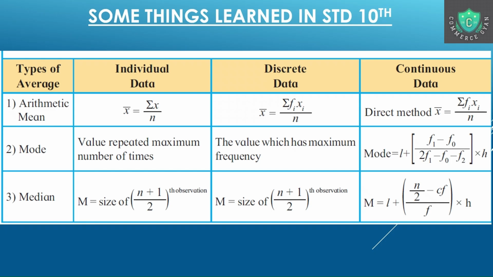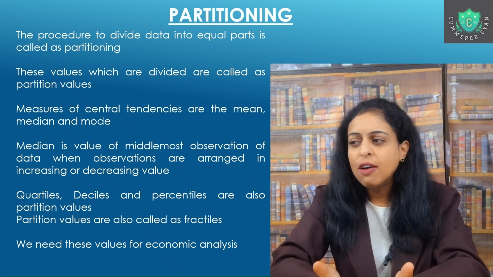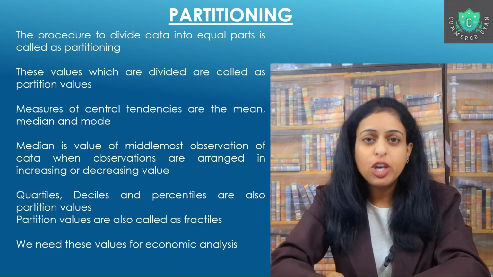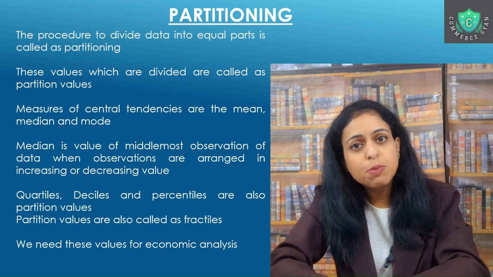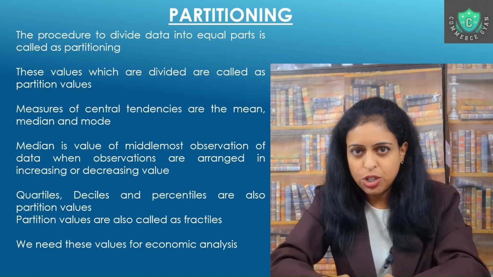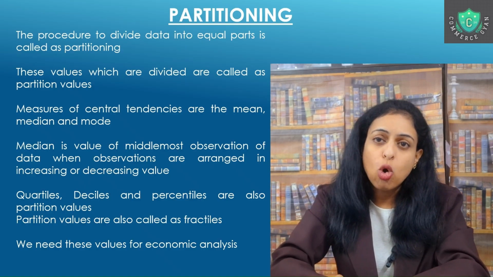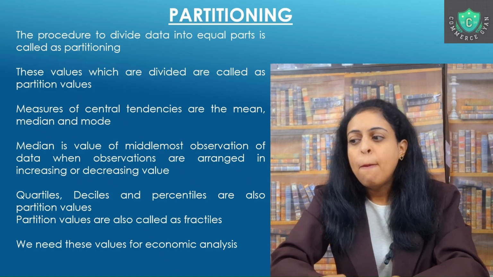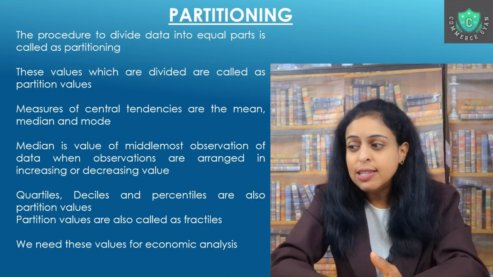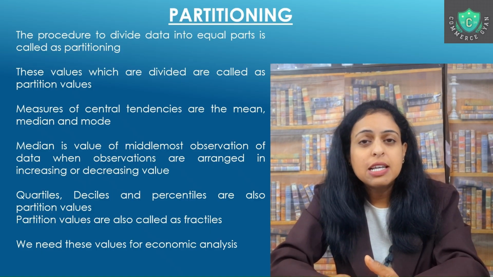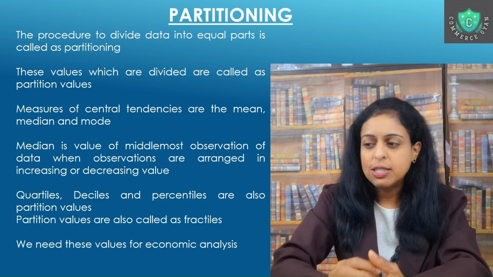Now let's first understand what partitioning means. If we have to divide the data into equal parts, this particular division is called partitioning. The values by which we divide are called the partition values. In statistics, the measures of central tendency are basically the mean, median, and mode. These three measures we are going to consider.